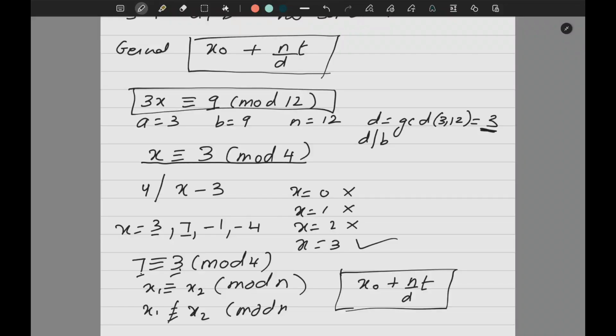Now you will have two categories of questions here. Basically, there are 3 to 4 methods to solve it. It's up to you which method you are comfortable with. The easiest method is what I have done just now: just keep on trying with the numbers.